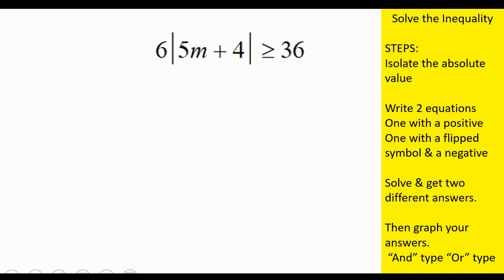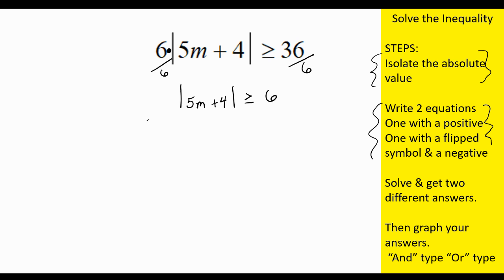Okay, so same thing. This time we're going to just do the same thing, isolate the absolute value. So remember there's a hidden multiply dot, so we're going to divide both sides by 6. We've isolated the absolute value. 36 divided by 6 is 6. The next step is to write two equations, once with a positive.